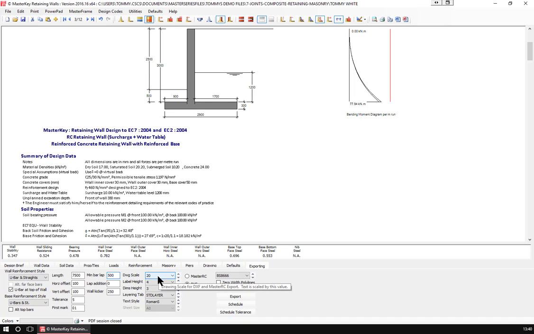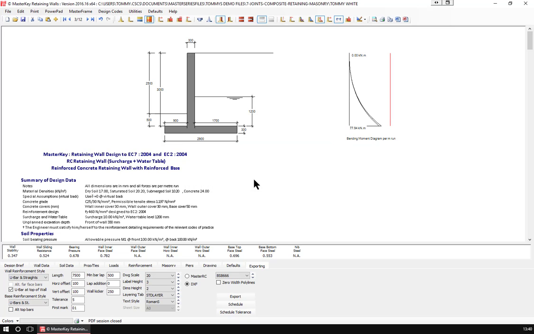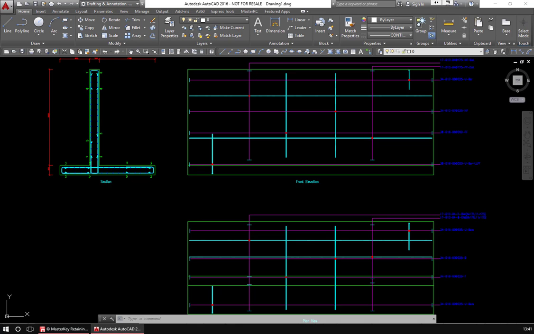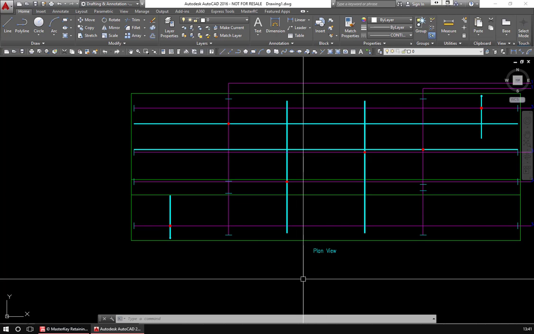And we're going to go for a drawing 1:20 scale, and I'm going to go for 3mm labels and dimensions 2 mils. And I will just export that straight out as an export, and it's now going to throw in AutoCAD for me. And AutoCAD has just come up on the other screen. And here we go, it's come back onto my screen. So there we go, my initial retaining wall with the front elevation and the plan view.